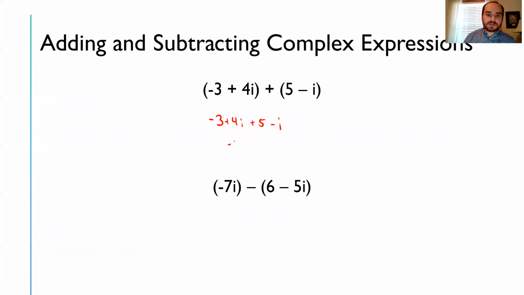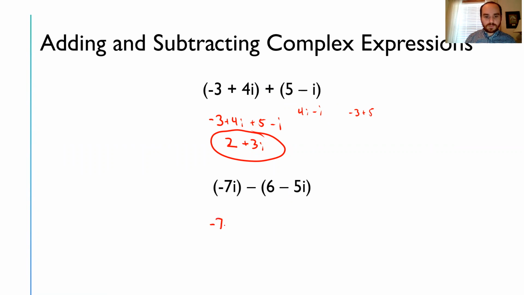-3 plus 5, that's 2. Positive 4i minus i, that's plus 3i. That's all you have to do on that one. So super easy. You can do the 4i minus i, and then you'd have the -3 plus 5. Simplify both of those, you get 2 plus 3i.